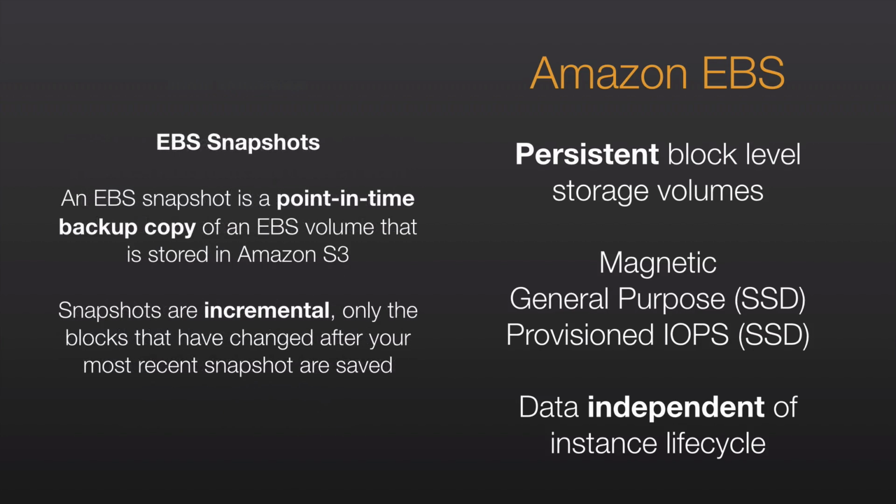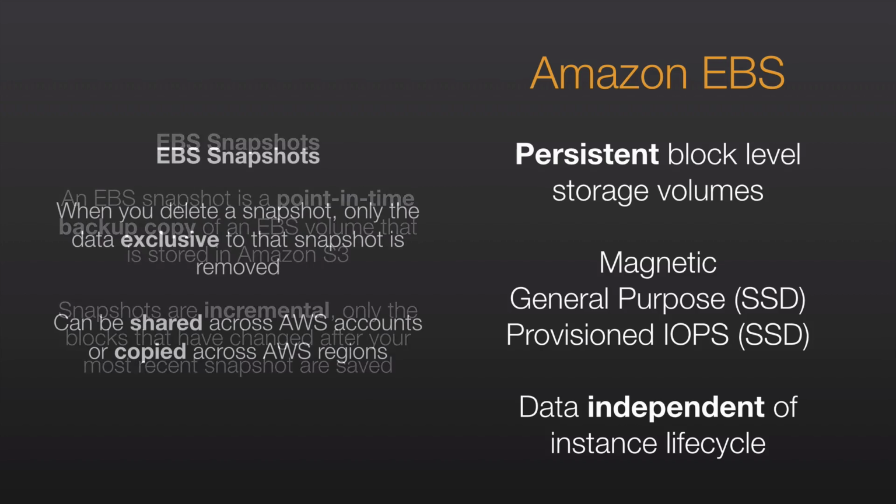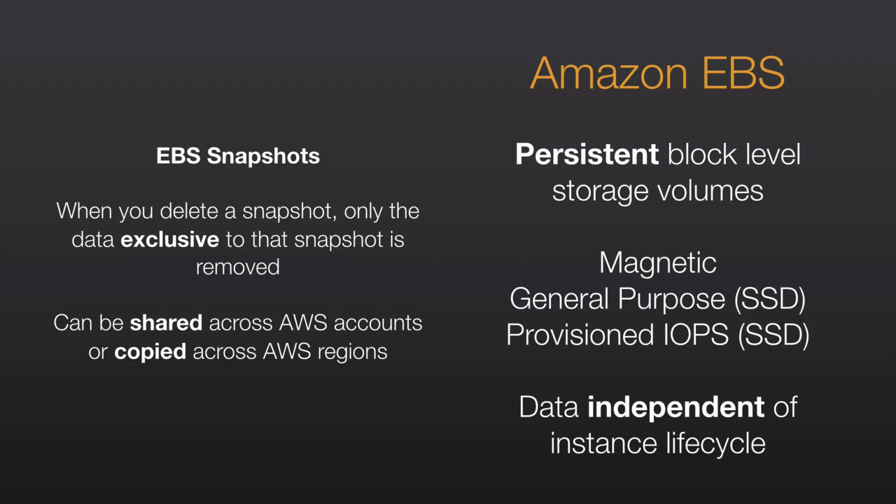As I said a second ago, EBS snapshots are integrated with S3, so it's a point-in-time backup copy of an EBS volume which is stored on S3 independent of both EBS and of the instance that the EBS volume is attached to. And snapshots are incremental, so only blocks that have changed since your most recent snapshot are saved. When you delete a snapshot, data exclusive to that specific snapshot is removed, but data which is required for subsequent snapshots in the lifecycle is not removed. They can be shared across AWS accounts, and they can be copied across regions.